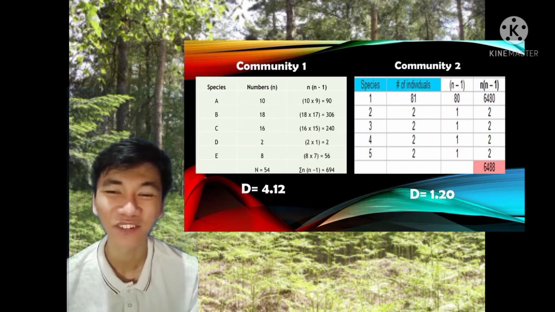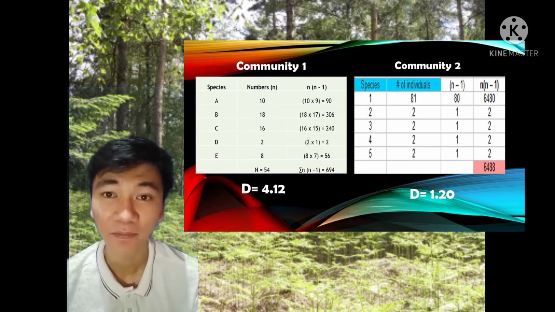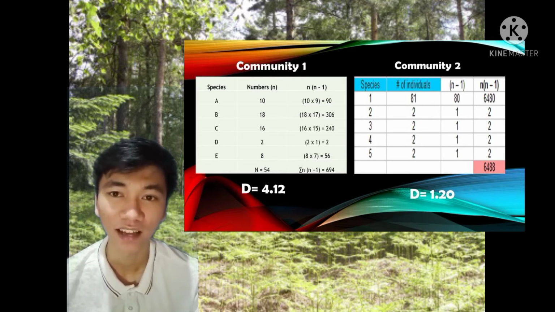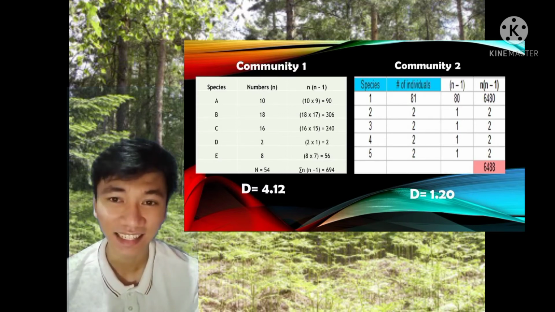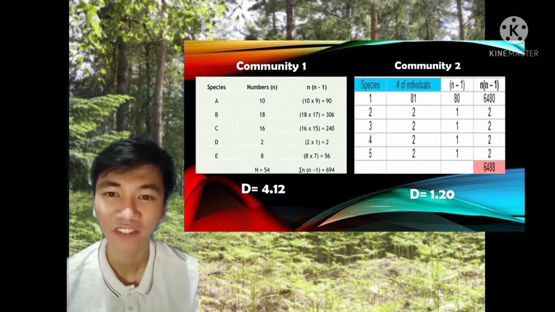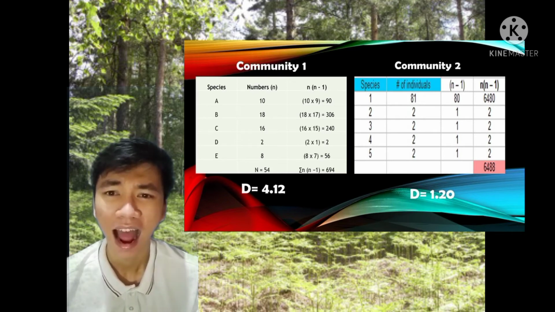Thank you, Ma'am Cici, for teaching us how to compute the diversity index using the Excel. Now, let us apply this knowledge. We have a comparison between communities. Community 1 with diversity index of 4.12 and community 2 with diversity index of 1.2. So now, how do we interpret this data?